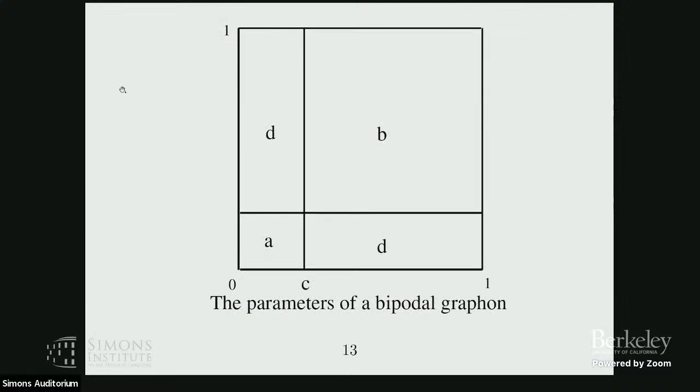Here's what I meant by saying it's bipodal. The bipodal graphon is a graphon on 0,1 cross 0,1 which is piecewise constant, and these letters represent the value of the graphon in those regions, and C tells you the size of this. That fully describes the graphon, those 4 numbers.